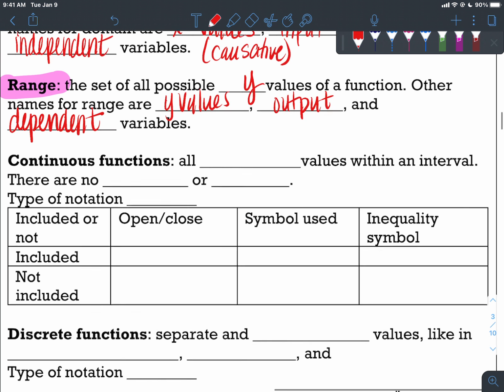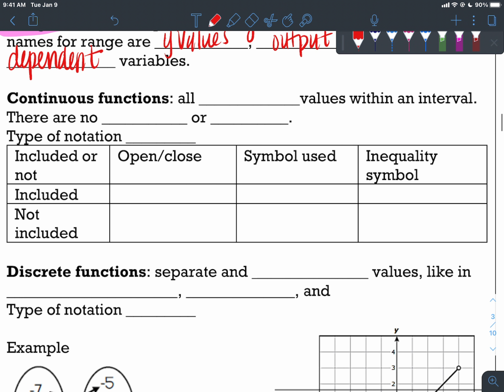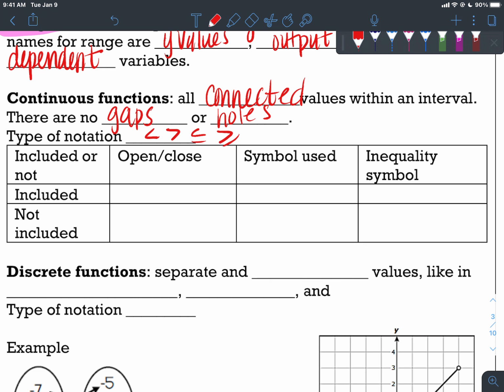All right. So again, in order to do our domain and range, we always have to first start with continuous or discrete. Continuous means that they're all connected values within an interval. No gaps, no holes. And we use the notation that includes my inequality symbols. This is called interval notation.